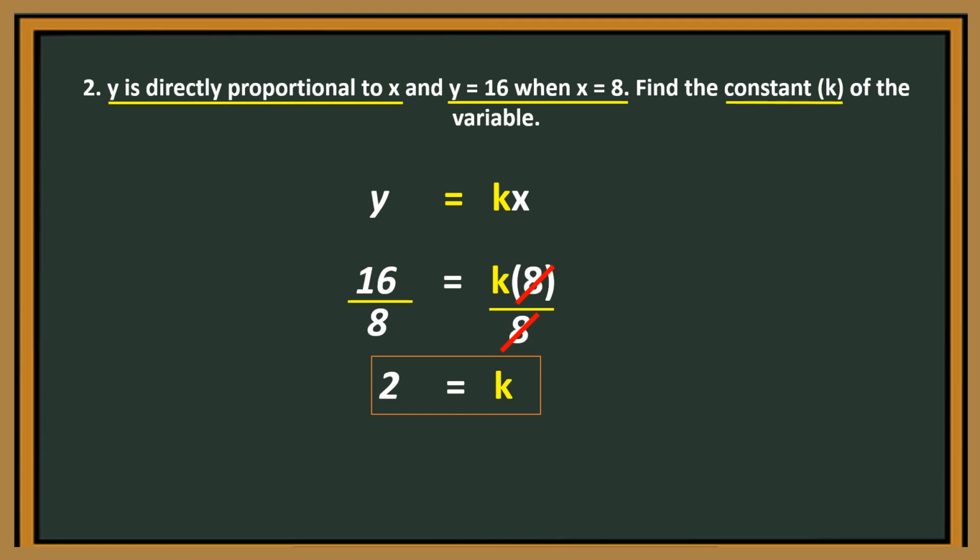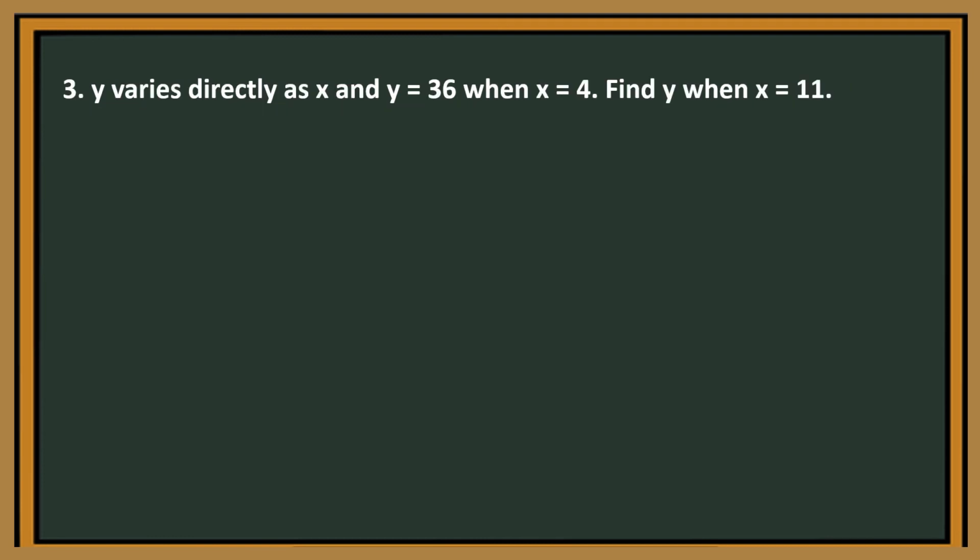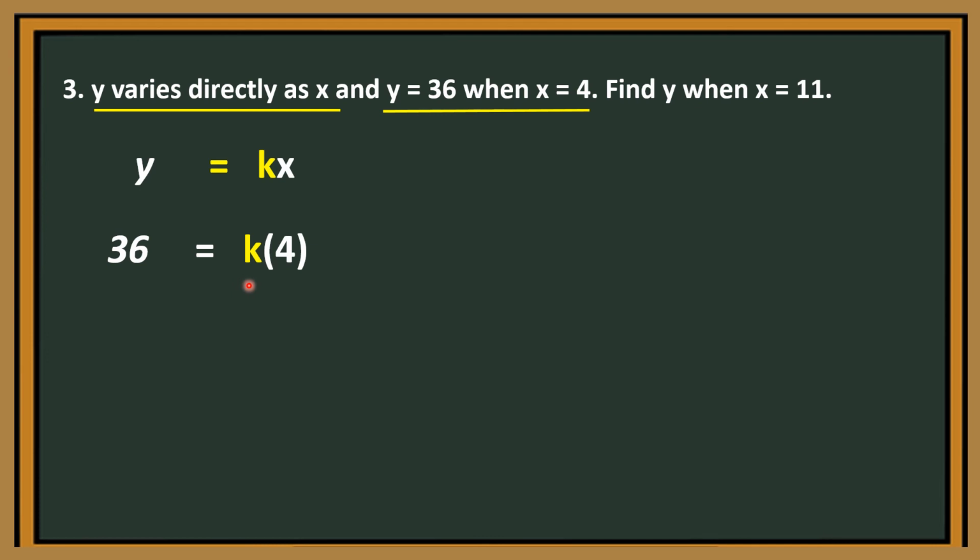That is the constant. Number 3, y varies directly as x and y is equal to 36 when x is equal to 4. Find y when x is equal to 11. First, we're going to translate y varies directly as x in equation. That is y is equal to kx, wherein k is the constant. Next is y is equal to 36 when x is equal to 4. Let us substitute 36 for y, 4 for x. That is 36 is equal to k times 4.